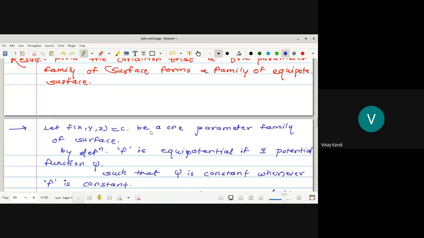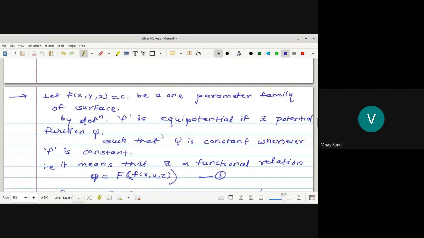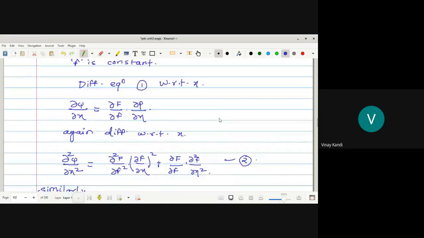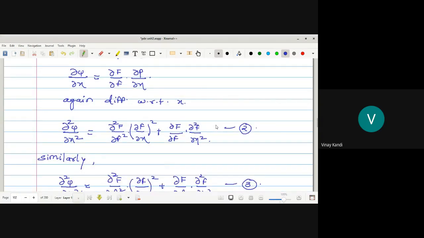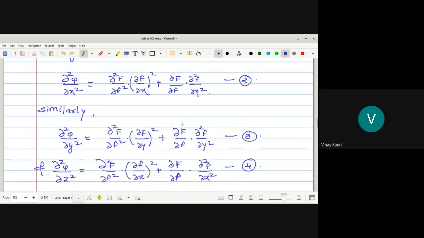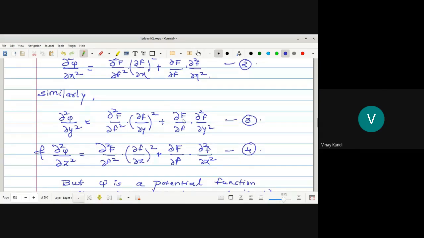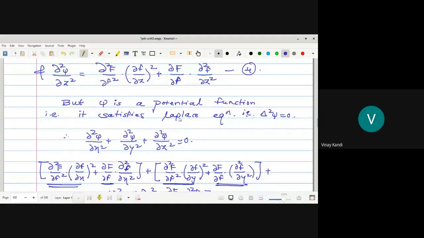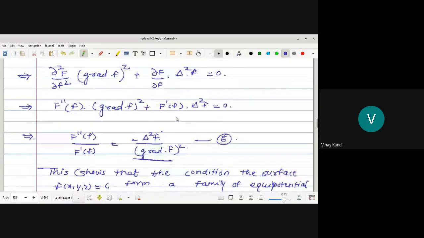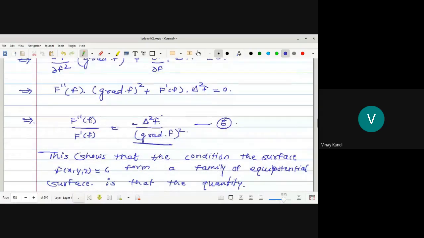Let f of x y z be the one parameter family of surfaces. If it is the equipotential surface, it satisfies the Laplace equation. There exists a Laplace potential function psi which satisfies psi is equal to a function of f. That is, whenever f is constant, then psi is constant. From that Laplace equation, we determine this one: f double dash of f upon f dash of f is equal to this condition.